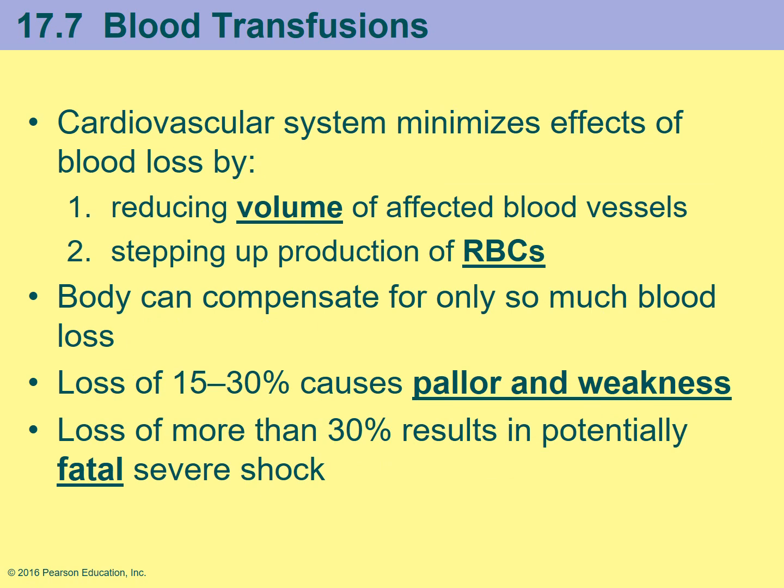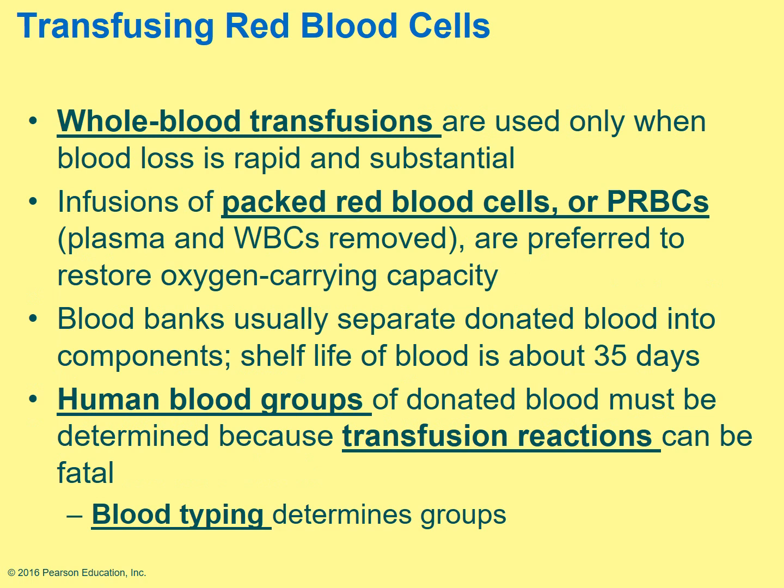With blood loss, the cardiovascular system minimizes the effects. When there's damage, it is going to reduce the volume that's traveling through a damaged blood vessel, and it's going to increase the amount of red blood cell production. That's the way the body tries to compensate for blood loss. But it can only do so much. If you lose between 15 and 30% of your blood, you're going to look really pale. You're going to feel really weak. You're going to know it. If you lose more than 30%, usually you cannot survive that. That's going to usually send you into shock. It will end up killing you.